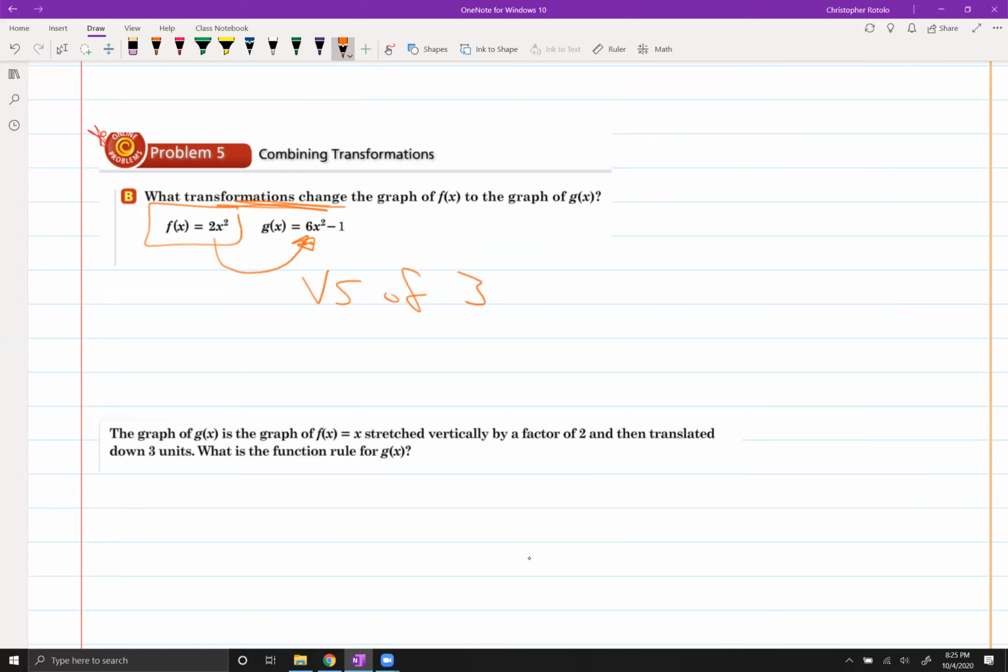3. And then after we've done that, so the order matters here as well. After we've done that, I now want to subtract 1, which means what? We want to take the function and move it down 1 unit. Okay, so that was that minus 1.